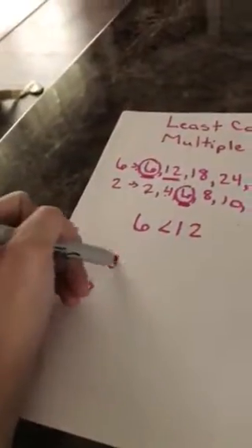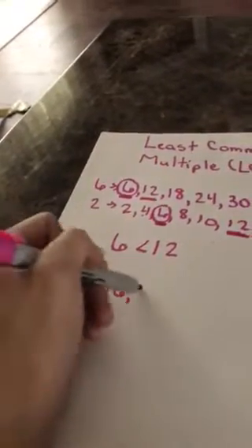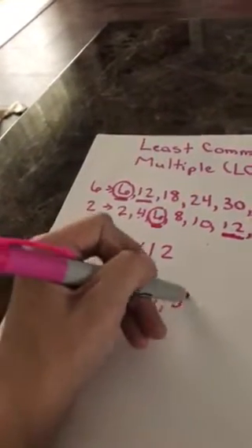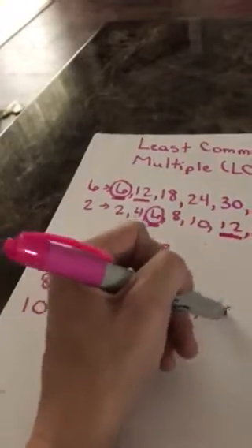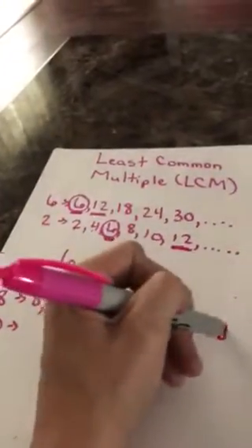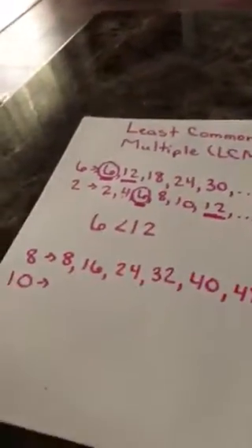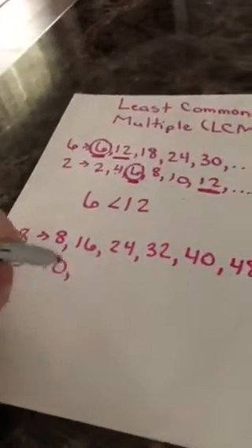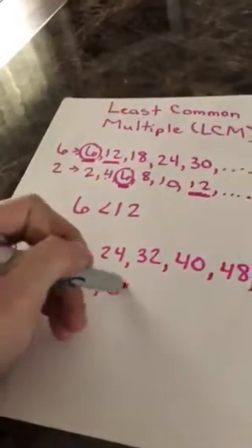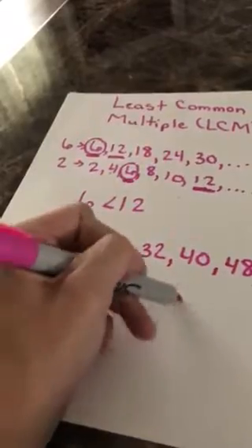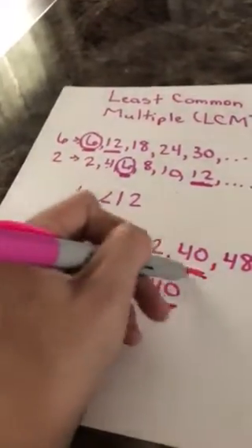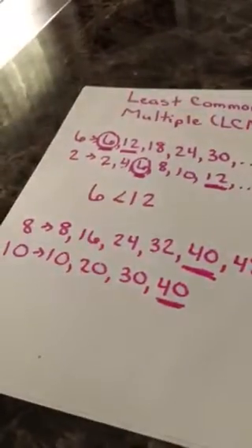We'll do another one. We have the least common multiple of 8 and 10. So this one's not as simple. Of 8 and 10, we would list the multiples. We have 8, 16, 24, 32, 40, 48, and so forth. For 10, we have 10, 20, 30, 40, and right here, I can see that that's the first multiple they have in common.